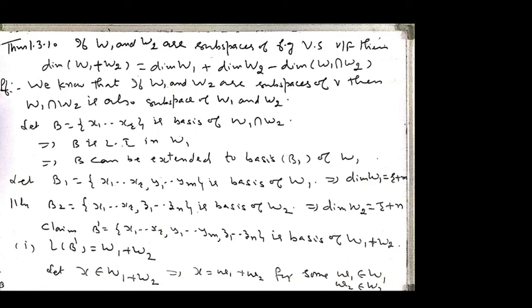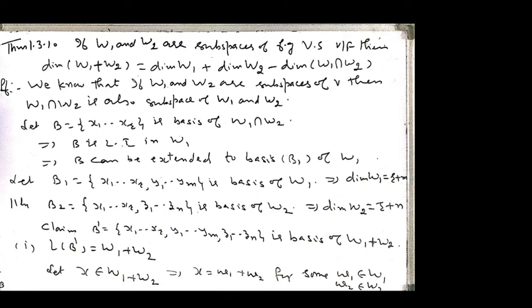That is, the number of elements in the basis of W1 plus W2 is equal to the number of elements in the basis of W1 plus the number of elements in the basis of W2 minus the number of elements in the basis of W1 intersection W2. Proof: we know that if W1 and W2 are subspaces of V, then W1 intersection W2 is also a subspace of W1 and W2.